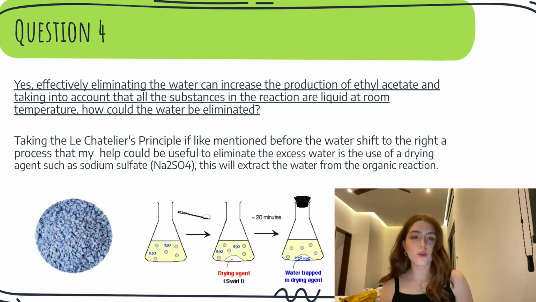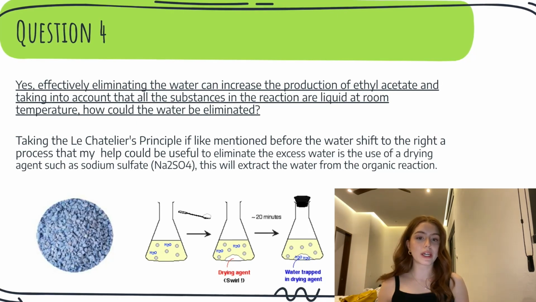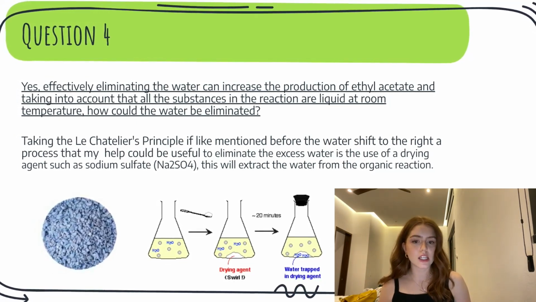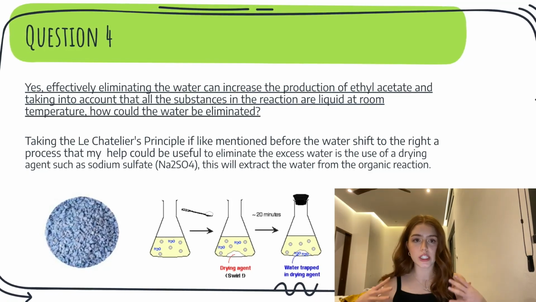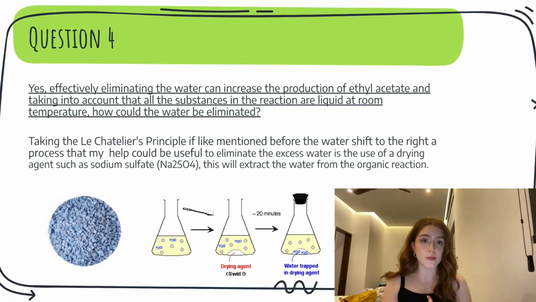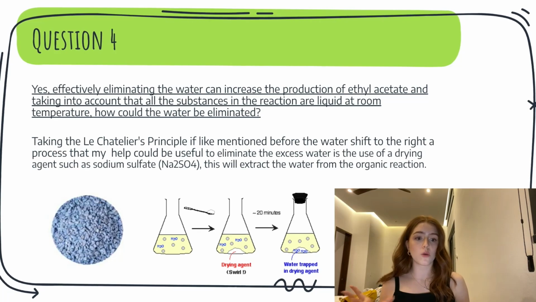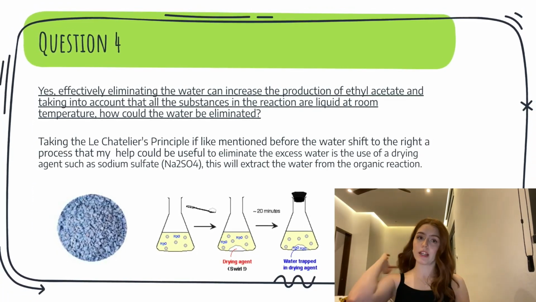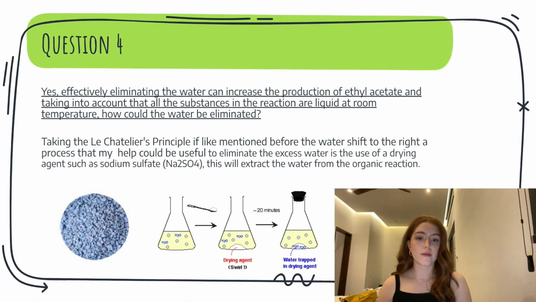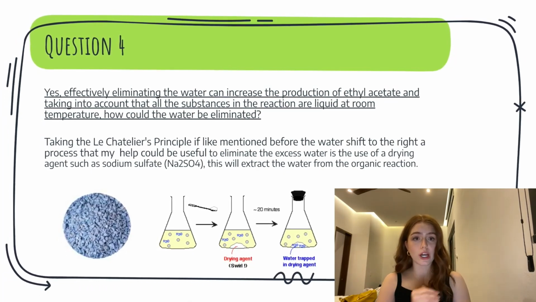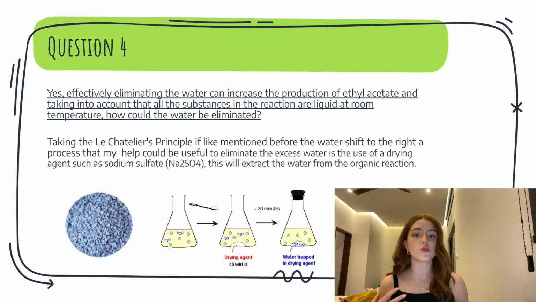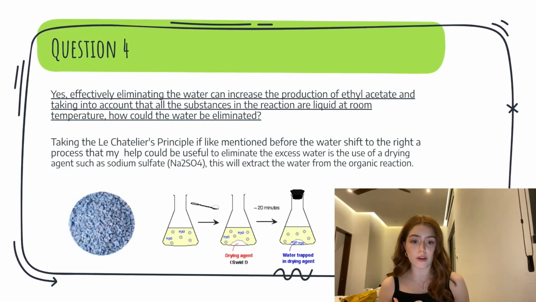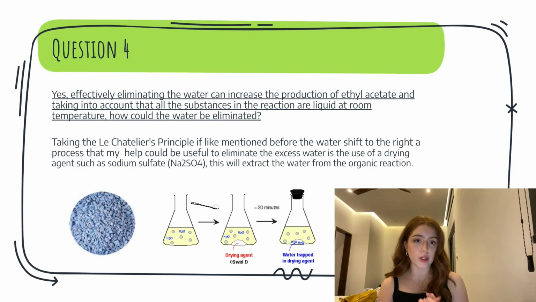So we now know that removing water will be helpful to increase the production of ethyl acetate. So how can we do this? Well, it's important to take into account Le Chatelier's principle that we already saw. So the equilibrium will shift to the right in the process to eliminate the excess water. Something we could do to help along with this process is using some sort of drying agent, such as sodium sulfate, which will extract the water from the organic reaction.